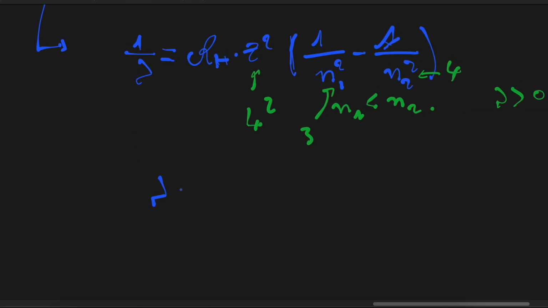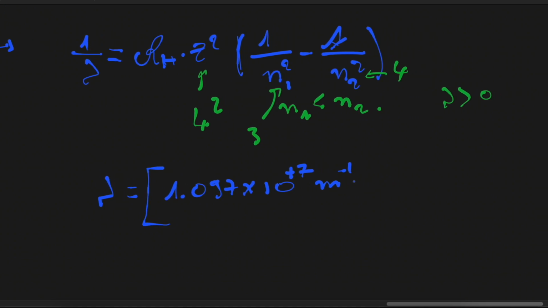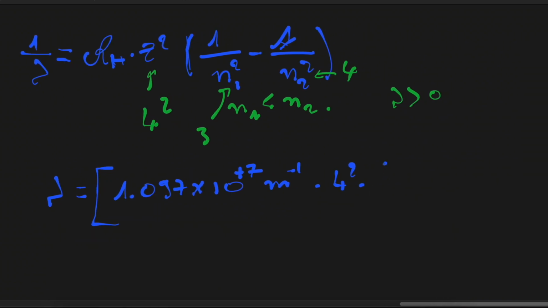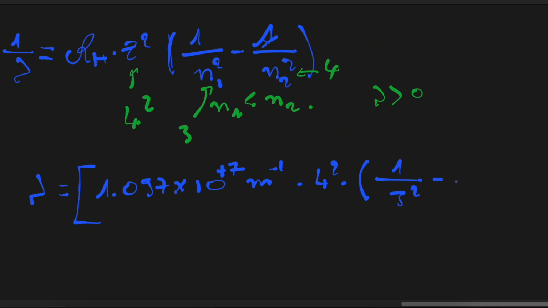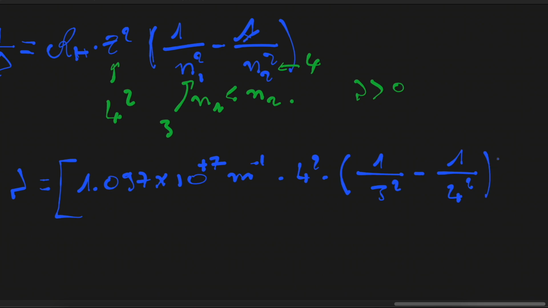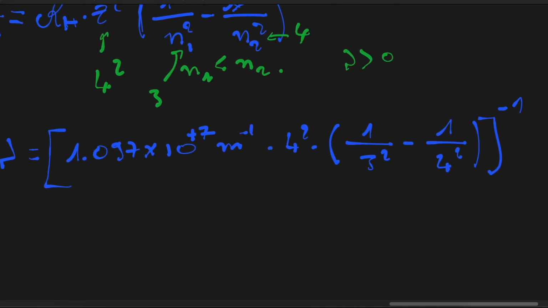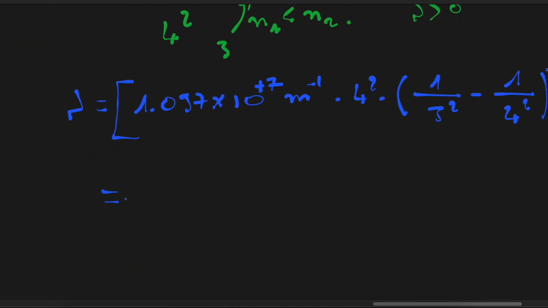So we can replace here. We get lambda, or by the value it's better, which is 1.097 times 10 to the positive 7 meter to the negative 1, times 4 squared times 1 over 3 squared minus 1 over 4 squared, and all this to the negative 1. It is the inverse of all this value. And we get the wavelength of the first transition, which is equivalent to 117 nanometers. So here it's for the transition 3 to 4.